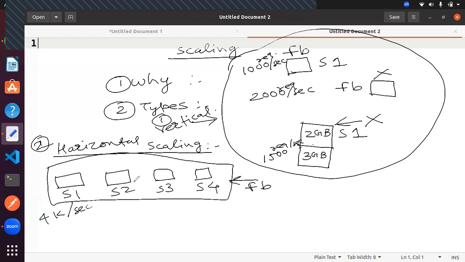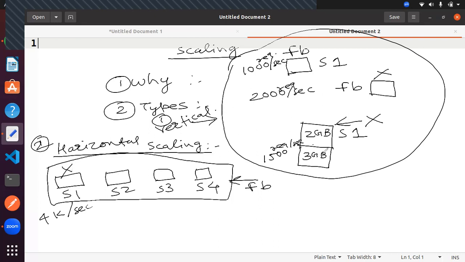If server 1 is damaged, at that time it can still handle 3K requests per second. This is known as horizontal scaling. Increasing the size and RAM of the same server is known as vertical scaling, and duplicating the same servers into multiple regions or multiple zones, or in the same zone, is also known as horizontal scaling.